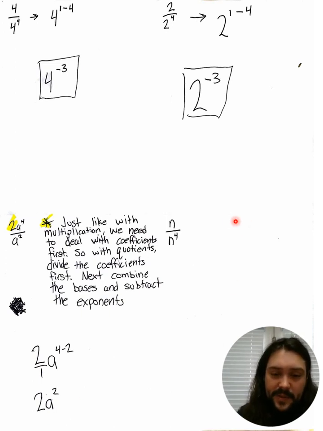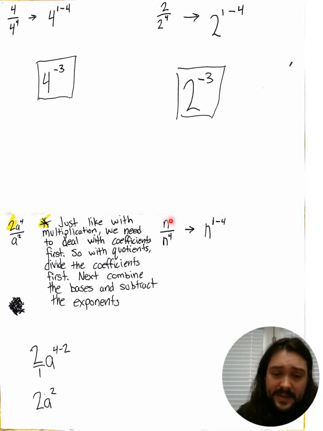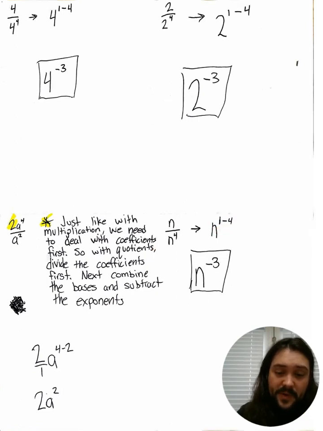All right, this next one, we have n divided by n to the fourth. This one, we don't have any coefficients to worry about. So we just take our n, combine the bases. So we have n. The exponent on the top is 1. The exponent on the bottom is 4. So 1 minus 4. N to the 1 minus 4 is n to the negative 3, which is as far as we can go.